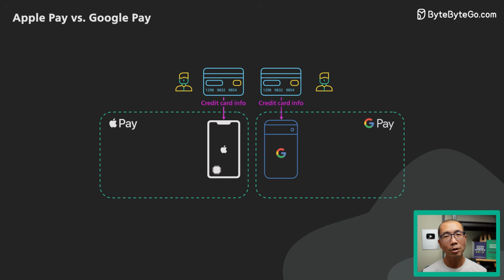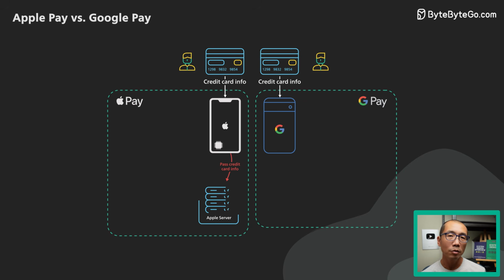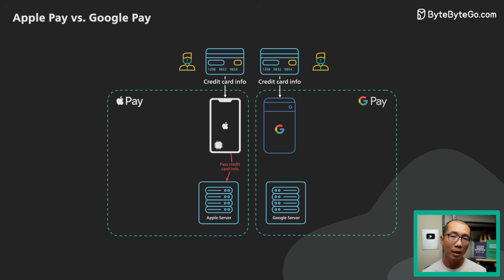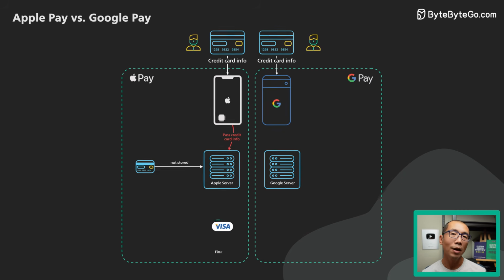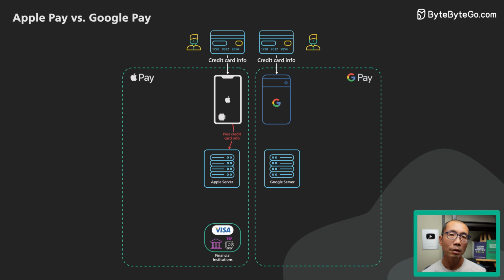Both platforms start by collecting sensitive credit card information on the device. It is worth noting that both platforms claim that they do not store the PAN, or primary account number, on the device itself. The PAN is then sent to the respective servers over HTTPS. At the Apple server, the credit card info is not stored anywhere. It is used to identify the payment network and the issuing bank for the credit card. To simplify, we'll refer to the payment network like Visa and the bank that issues the credit card as just the bank from here on out.